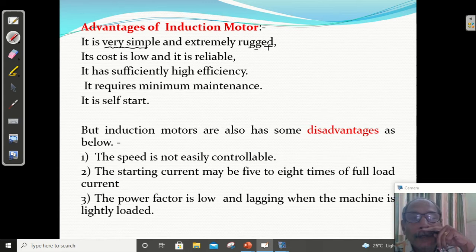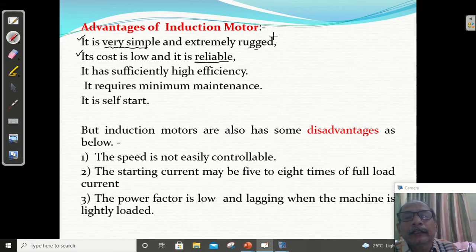Second thing, the rotor has uninsulated conductors in the form of bars. So the rotor winding will never be burned. Only the stator winding may burn. So it is very simple and rugged. The second advantage is that the cost is very low. It is also more reliable because it is very rugged. There is very little chance of burning, so it is more reliable.